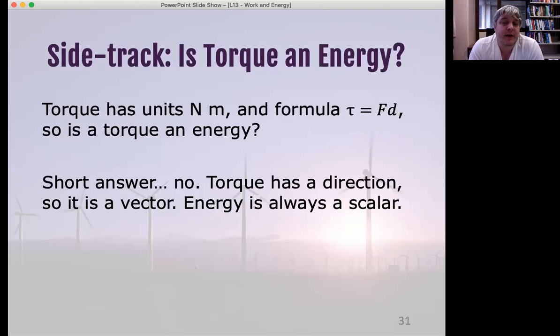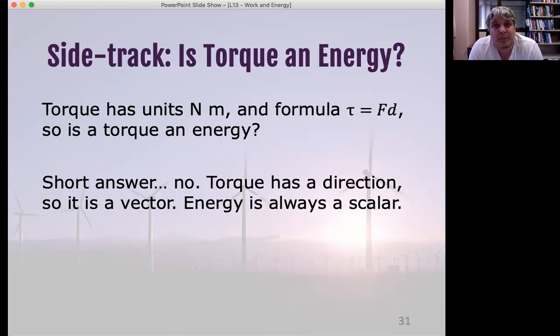As a little bit of a sidetrack though, is torque and energy. We met torque in our lesson on circular motion. We said it's a force times a lever arm, force times a distance. Therefore, it's got units of Newton meters. And we said that Newton meters are joules. So is torque in joules, and is it a form of energy?